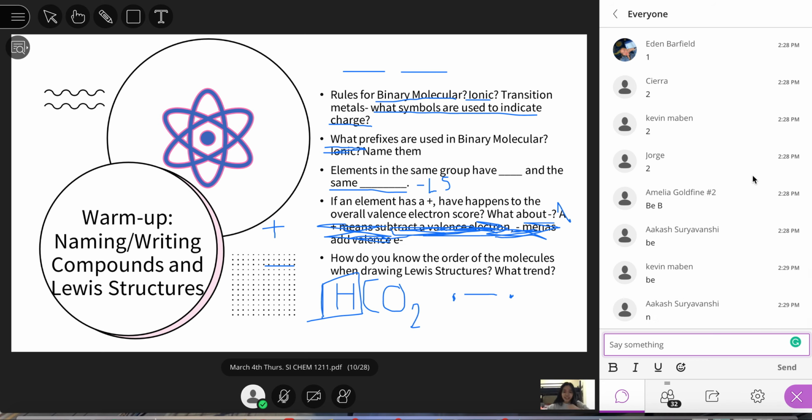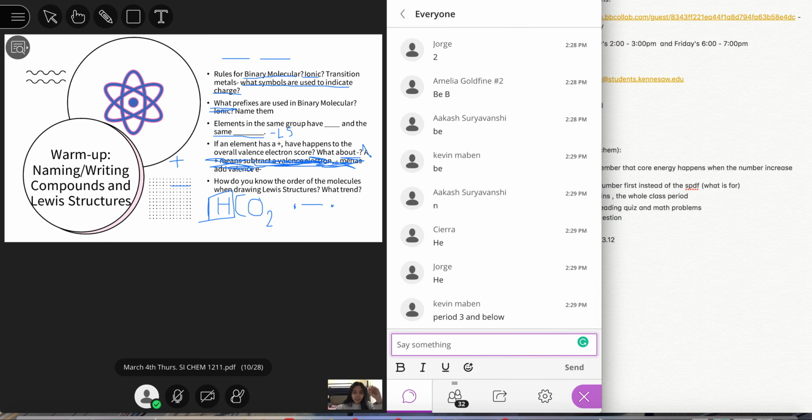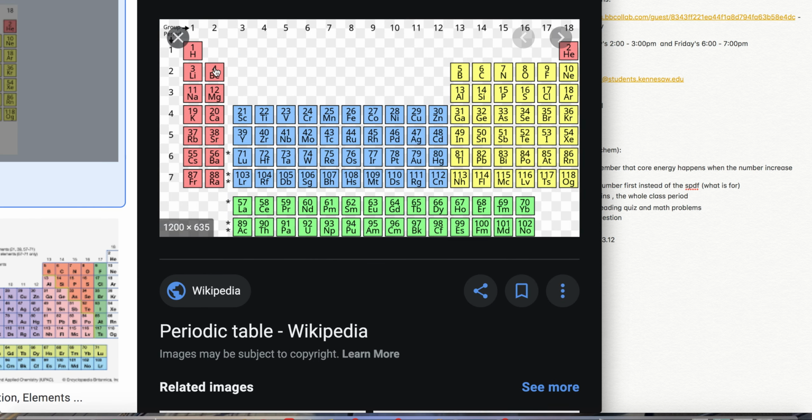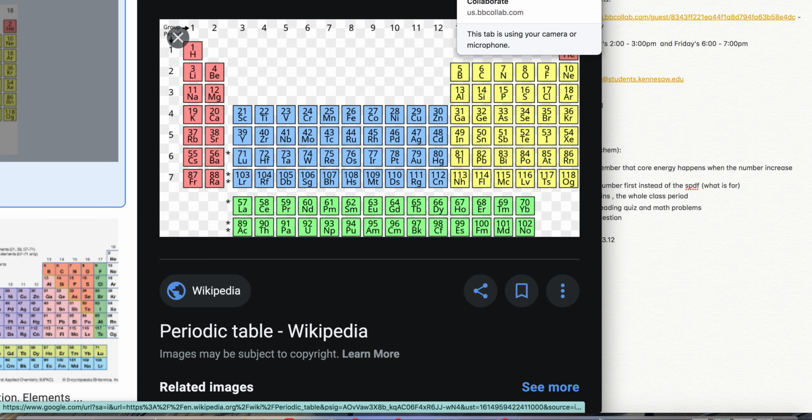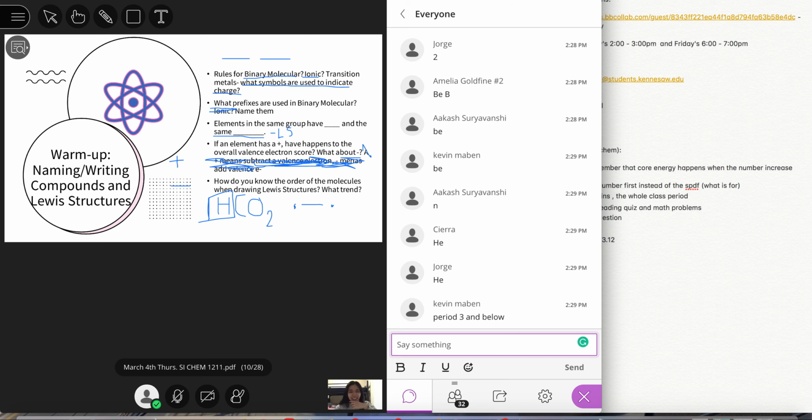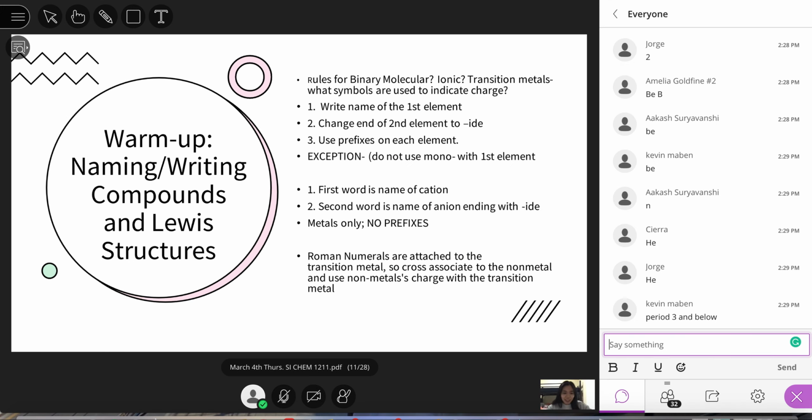Okay. What's the other element that you don't need to have a complete octet? Period and below. Okay, I have a question on that later. We'll get to it because you guys are kind of lost. Okay, let's just keep going then.